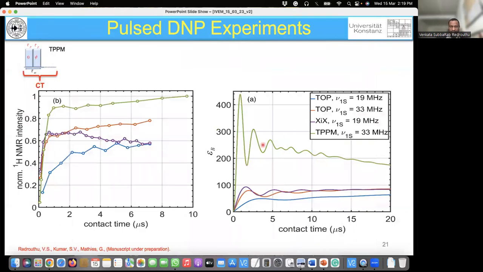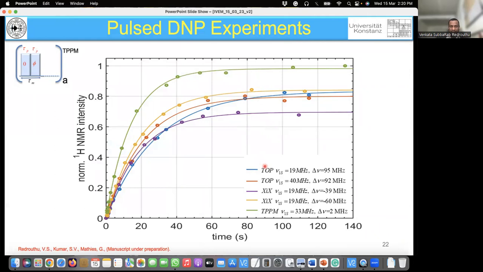We also optimized the contact length for the different pulse sequences like top DNP, XIX, and TPPM, and we compared with the numerical simulations, including the relaxations. Here is a comparison between top DNP and XIX DNP, top DNP with a high nutation frequency, and the TPPM with the numerical simulation. If you see here clearly, the TPPM sequence with the 33 megahertz nutation frequency shows 3 to 4 times better enhancement compared to the other pulse DNP sequences in the numerical simulation. But when it comes to the experiment, it hardly shows that difference. It's around 2 times higher. Maybe the spin system we have chosen for the numerical simulations is not a realistic one.